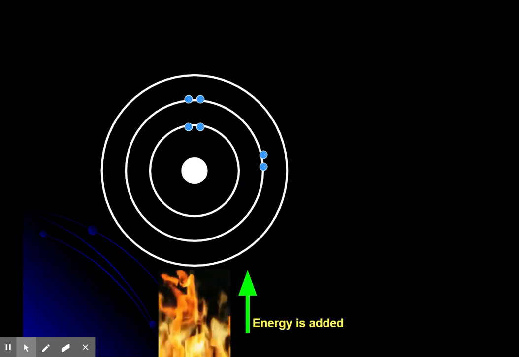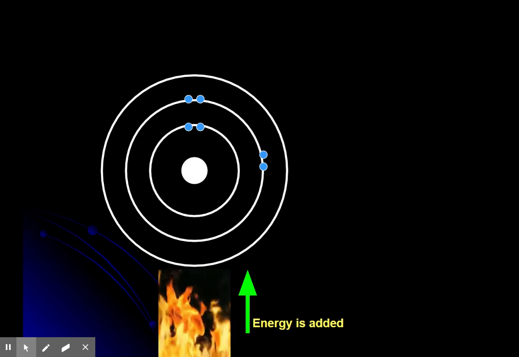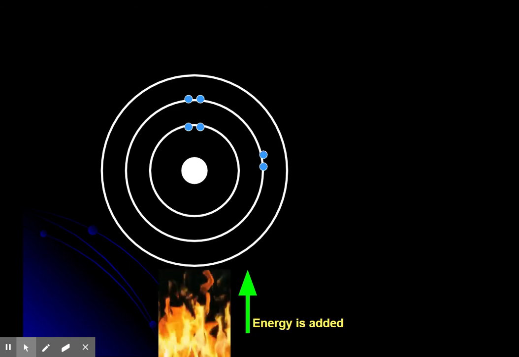Okay, so what I was just talking about was in words, and now I'm going to show you in pictures. So here I have an atom with the electrons in the ground state. So all the electrons are in the lowest energy orbital available to receive it. Now I'm going to give it some energy, and I'm going to give it energy with fire. I could also use electricity, but I like this cool fire graphic better. So I add some energy.